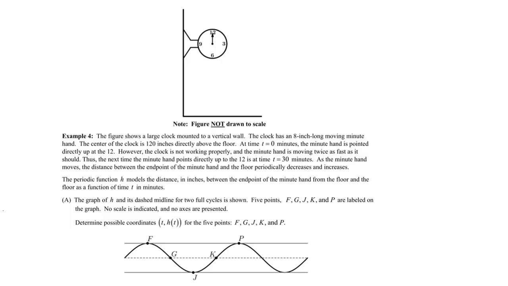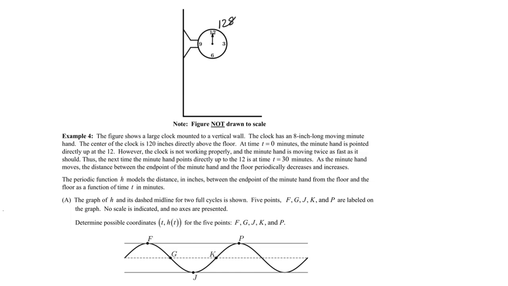All right, this question might look a little familiar, but let's go ahead and read it. The figure shows a large clock mounted on a vertical wall. The clock has an 8-inch long moving minute hand, and the center is 120 inches directly above the floor. So if this point right here is 120 inches above the floor, and this is 8 inches long, what is the highest point that the arrows, like the pointy part of the arrow, would be? And we could put, well, that's 128.